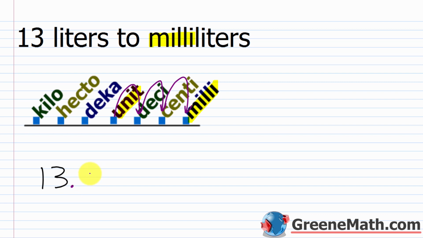So I'm going to put a decimal point here. I'm going to put 1, 2, 3 zeros behind it. And then I'm going to go 1, 2, 3 places to the right. And so this is going to end up being 13,000. So 13,000, and then again, just follow that up with the units that you're converting to, which in this case would be milliliters.